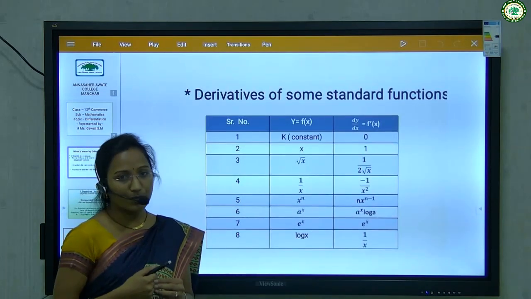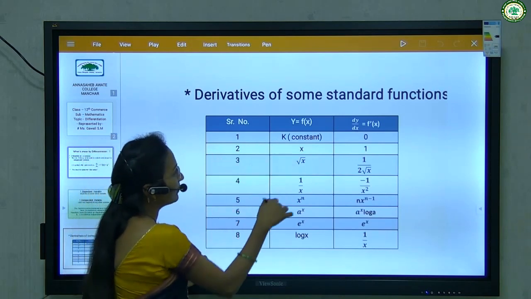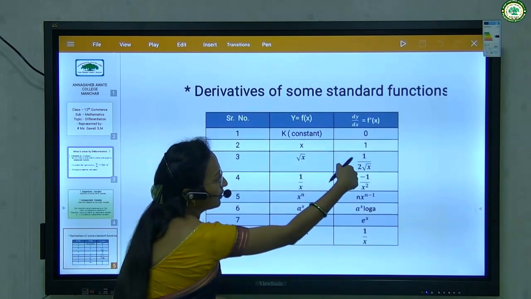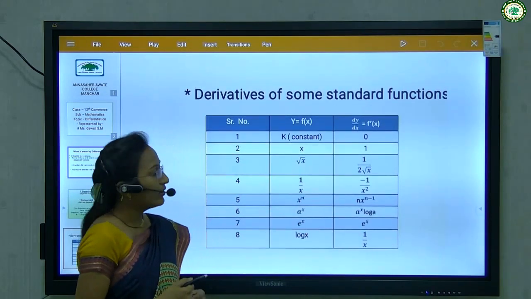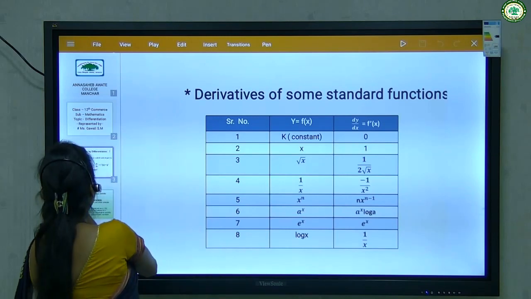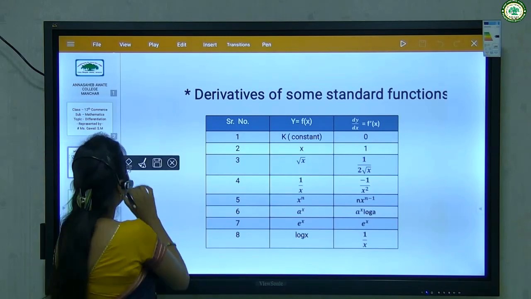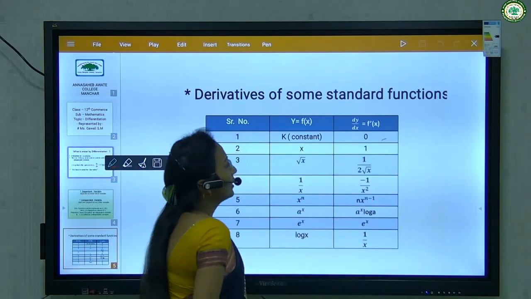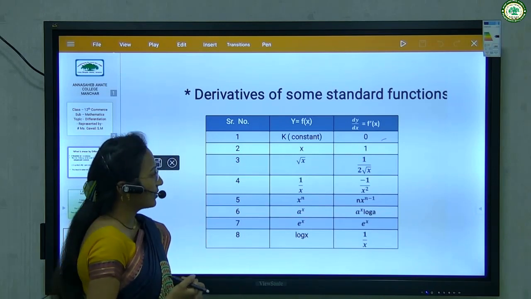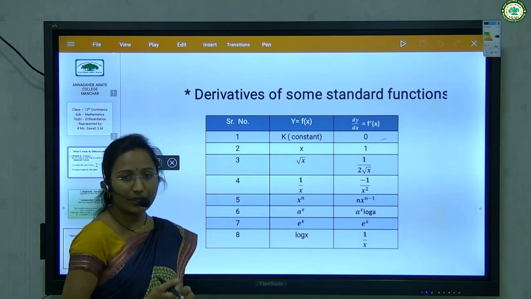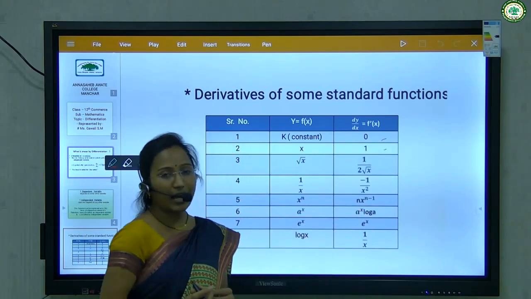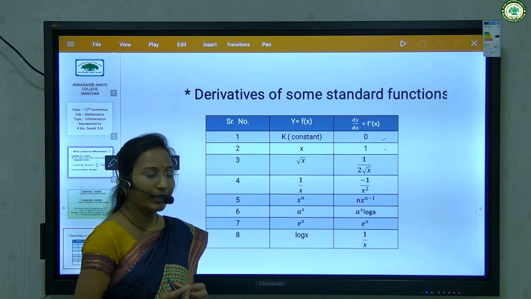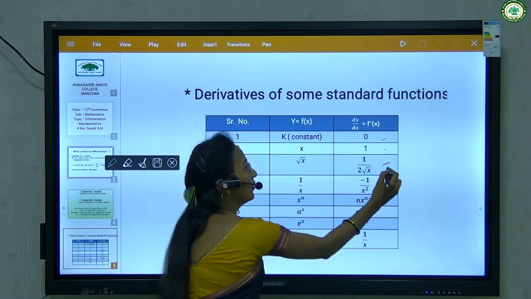We know the derivatives of some standard functions. In this table we have 8 standard functions and their derivatives. First function, f of x is equal to a. The derivative of a constant function is 0. Second function, f of x is equal to x. The derivative of x is 1. Then we have function f of x is equal to root of x. The derivative of root x is 1 upon 2 times root of x.